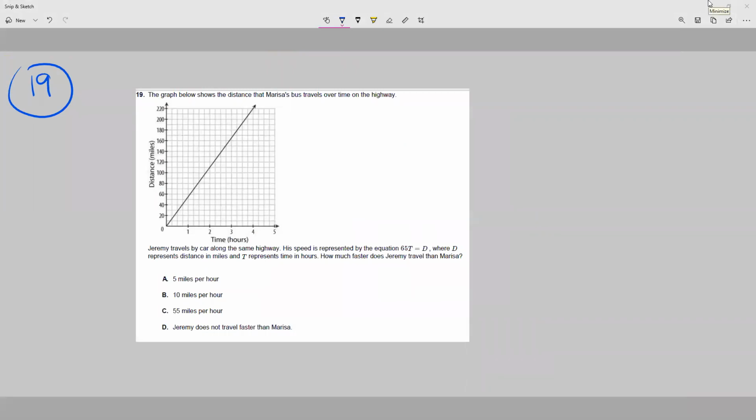All right, the graph below shows the distance that Marissa's bus travels over time on the highway. So Jeremy travels by car along the same highway. His speed is measured by this equation. So this is Marissa here. And then this equation here is Jeremy. So his speed is represented by 65t is D, where D is distance and T is time.